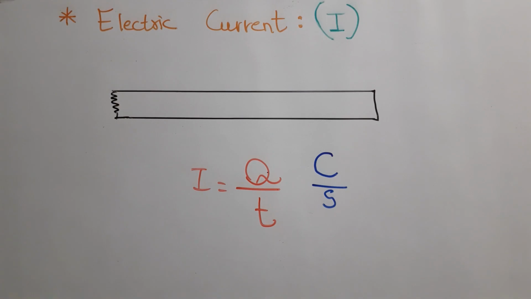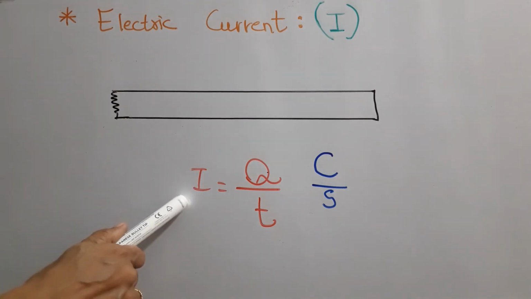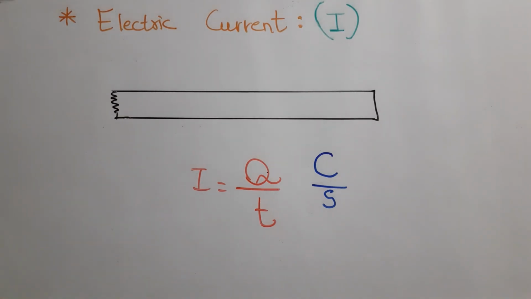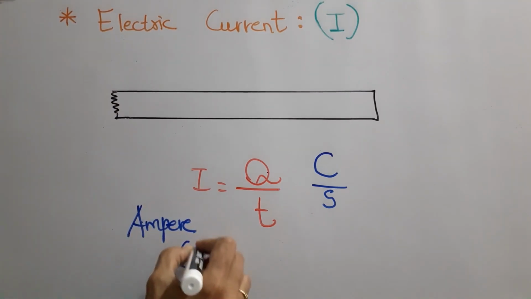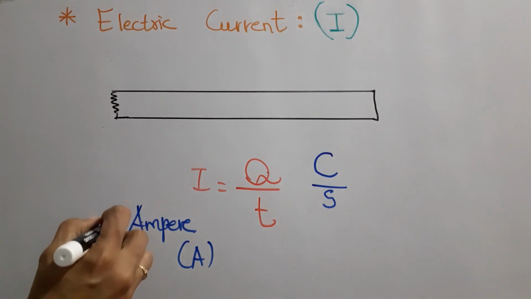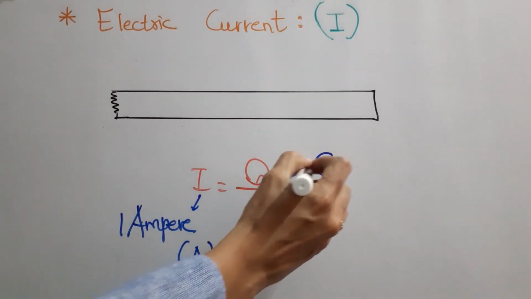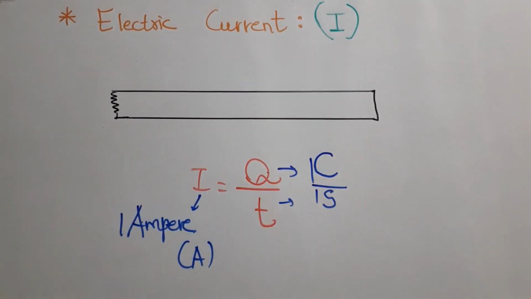But Sir Andre Ampere was the scientist who did lot of inventions in this term. In honor of that scientist, unit of current is given as ampere and symbolically it is denoted as capital A. Looking at this, it is very clear. 1 ampere is equal to 1 coulomb upon 1 second.